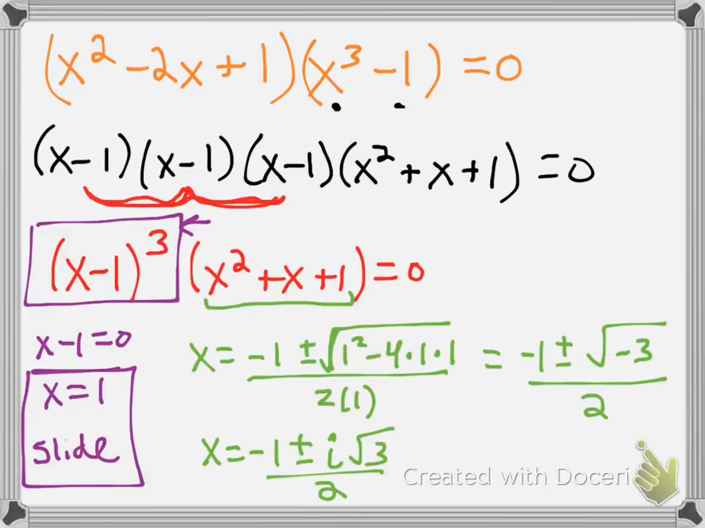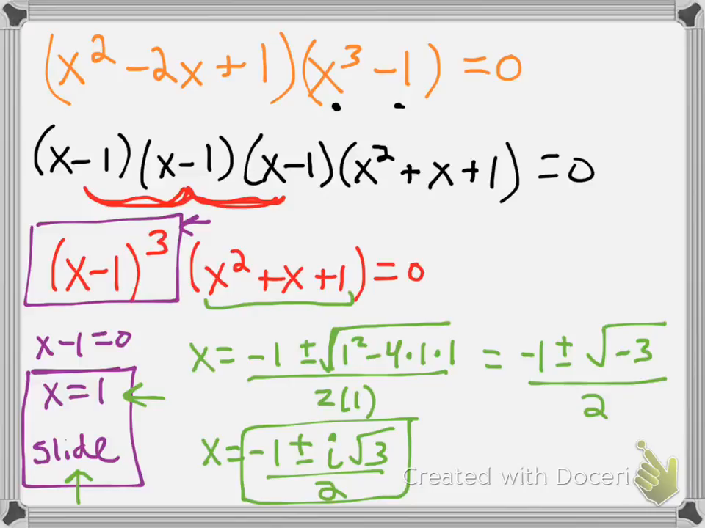And so my solutions are x equals 1, and that happens 3 times: x equals 1, x equals 1, x equals 1, meaning it's going to slide. And I have these 2 imaginary solutions, negative 1 plus i square root of 3 and negative 1 minus i square root of 3, over 2. So there's where my 5 solutions come along.